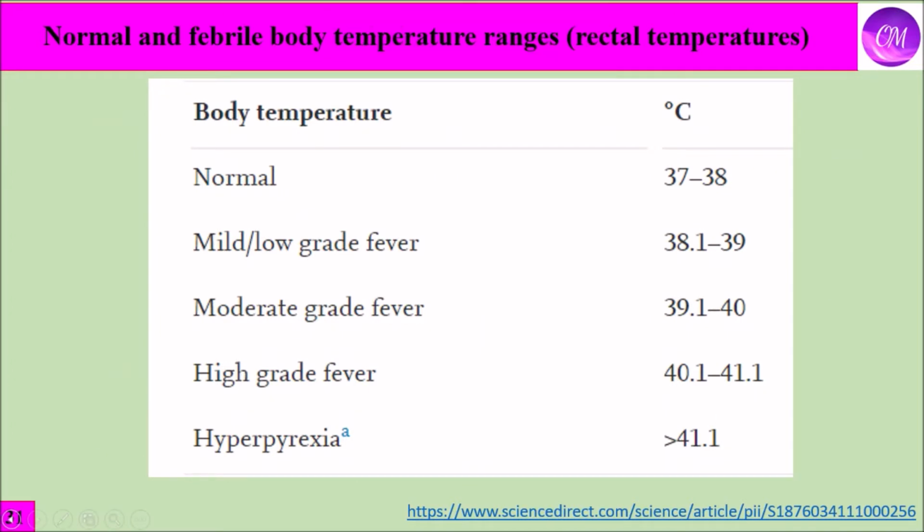This scheme illustrates the normal and the febrile body temperature range.